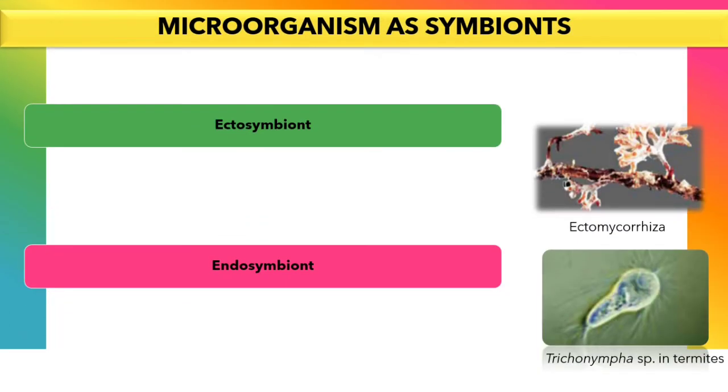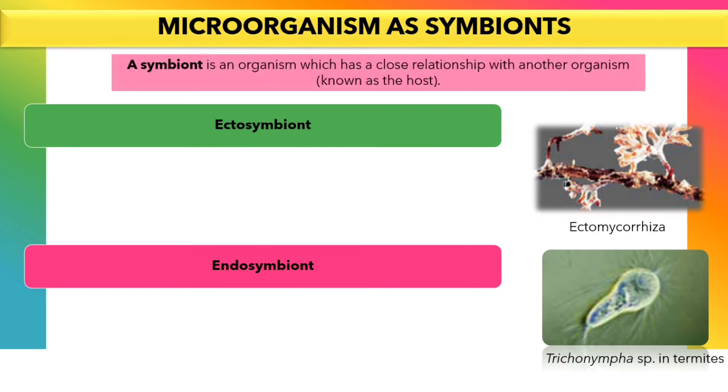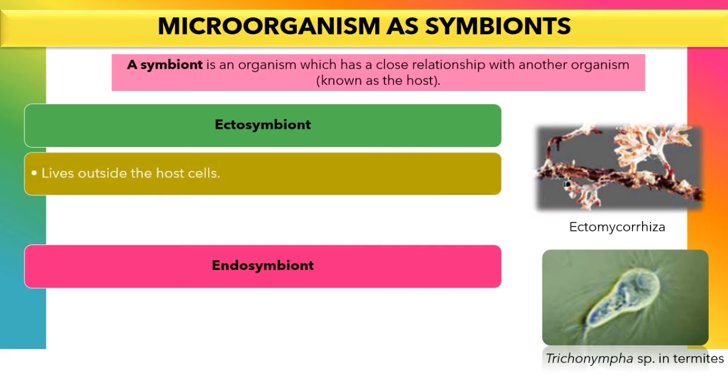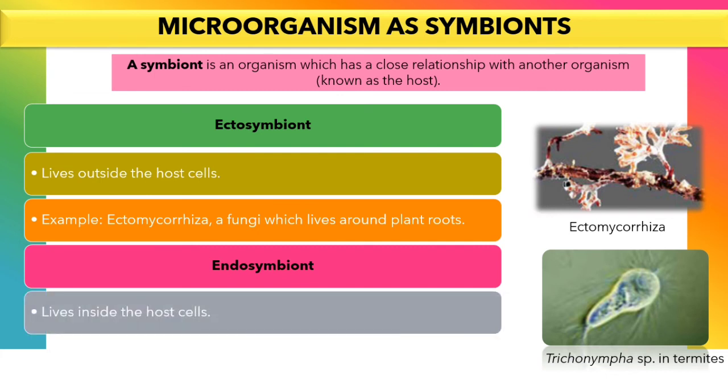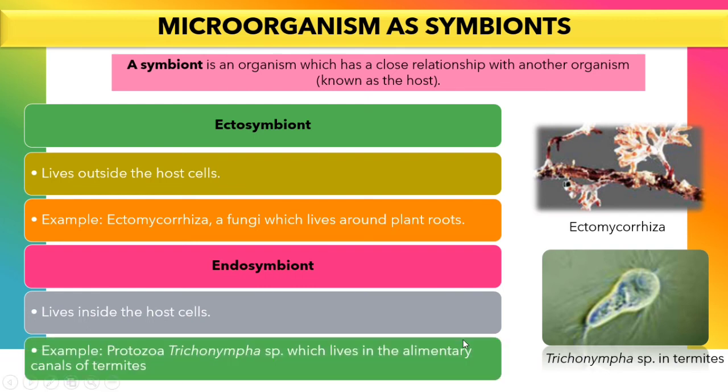Symbionts. Okay, a symbiont is an organism which has a close relationship with another organism known as the host. There are two types of symbiont. Ectosymbiont means living outside the host cell. Example, mycorrhiza, a fungi that lives around the plant roots. And the endosymbiont lives inside the host cell. Example, the protozoa Trichonympha. This is Trichonympha, which lives in the alimentary canal of termite.